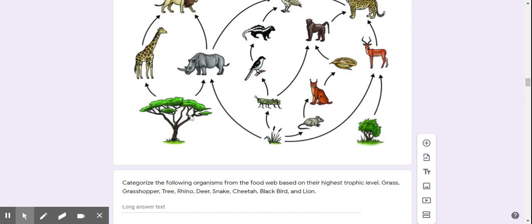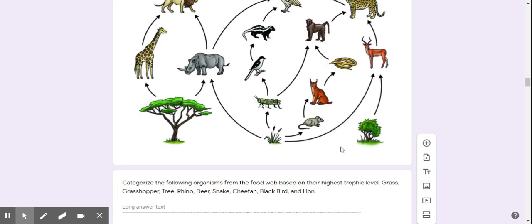Let's do the rhino now. So we can see that the rhino eats the tree and the grass, but nothing else. He does not eat any other organism. He is a herbivore. He's only eating the producers. That means he is a primary consumer. So far we have grass is producer, grasshopper is primary consumer, tree is producer, and the rhino is primary consumer.